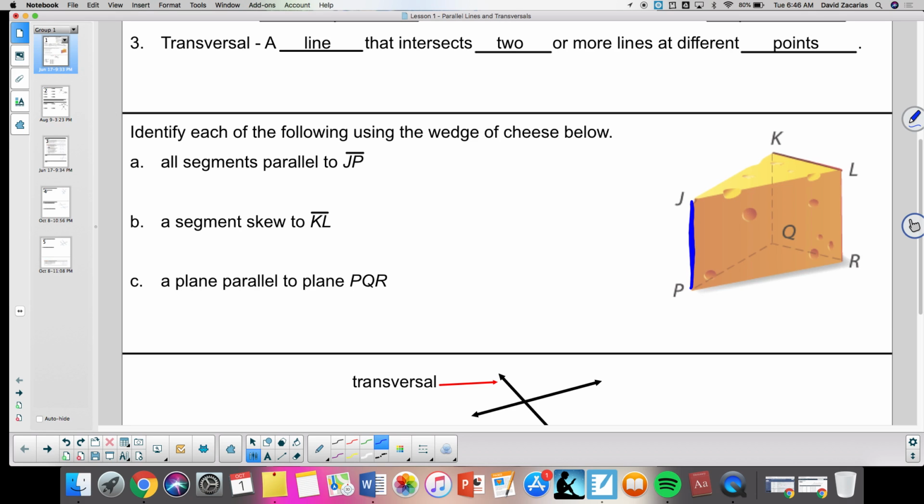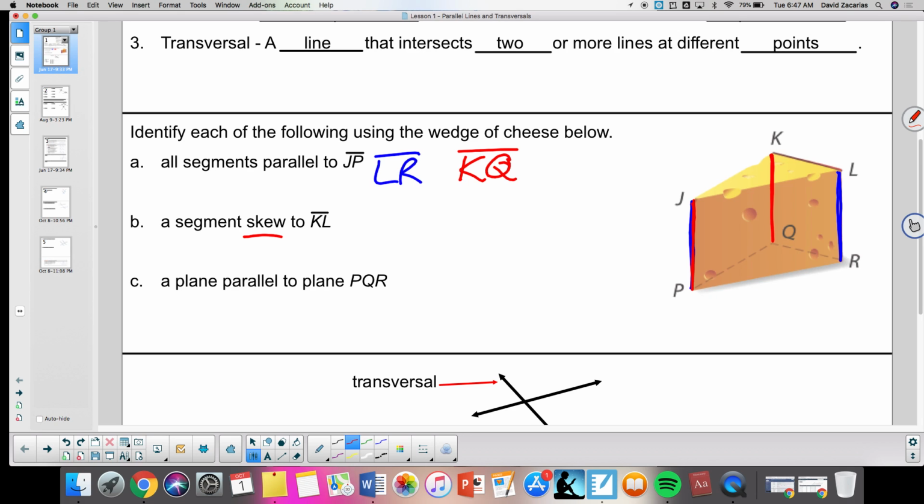Now JP lies on two planes, JLRP. Now if you look at JLRP, that plane right there, you'll notice that this one's also going straight up and down. So in this case, segment LR would be parallel to JP. But JP is also on the plane JKQP. So we're looking for a segment that's going straight up and down there, which in this case, KQ would be going straight up and down. So these two segments would be parallel to JP.